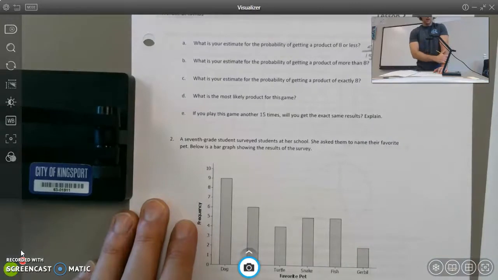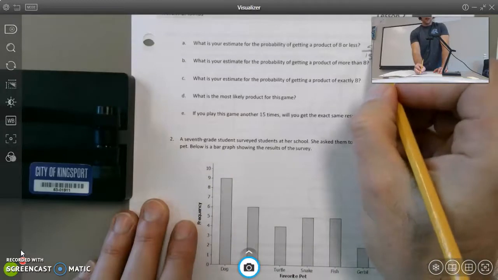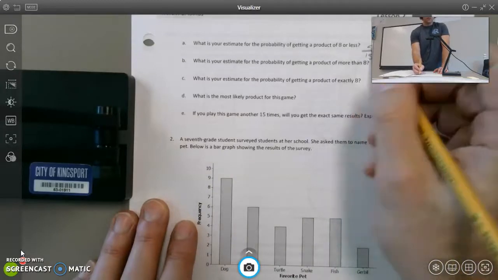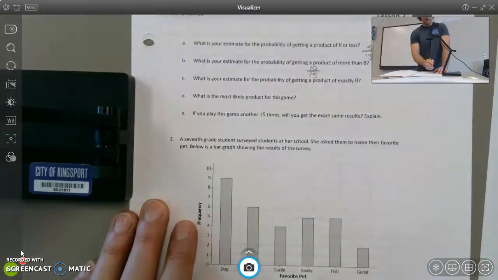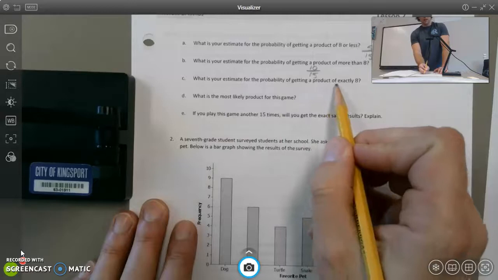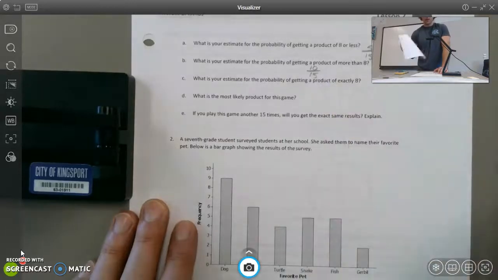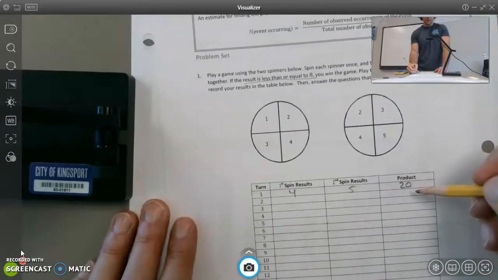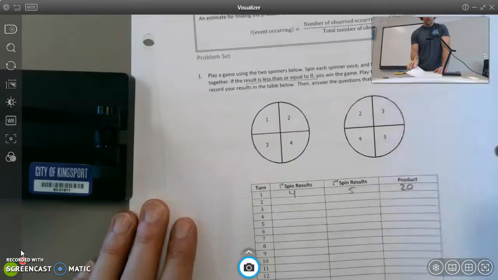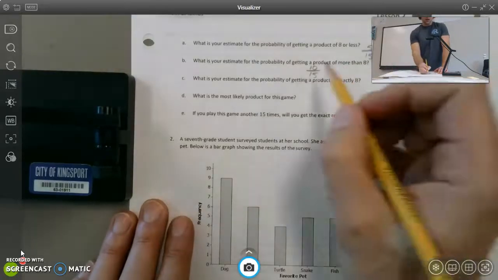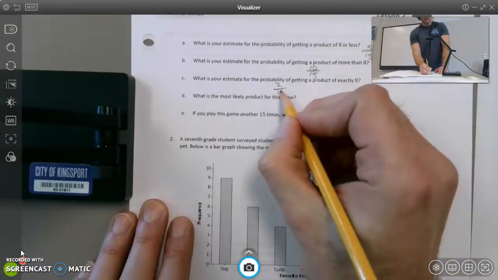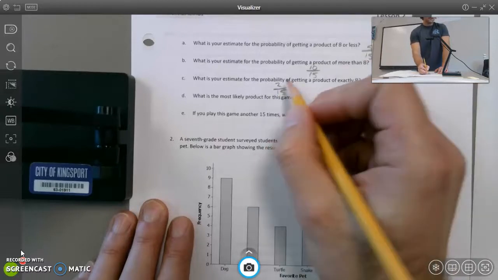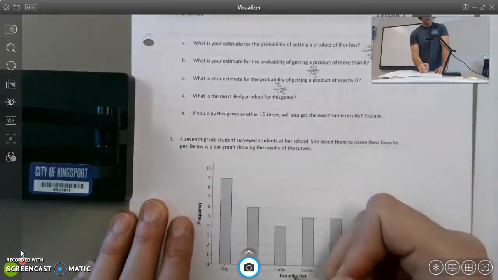Alright, what's your estimate for the probability of getting a product of more than 8? Well, if you got 8 or less 5 times, then you got more than 8 10 out of the 15 times. Okay, what is your estimate for the probability of getting a product of exactly 8? Well, you need to go through and count how many times you got exactly 8. And then you would say, I got exactly 8 twice, or whatever, out of 15. So if you got exactly 8 twice, then you would put a 2 there out of 15.